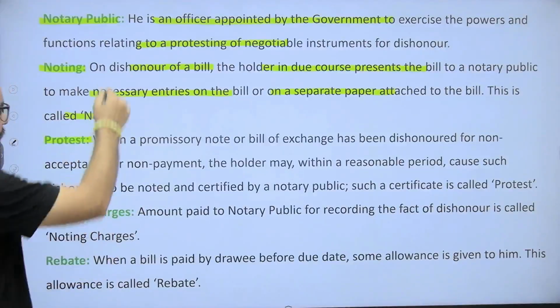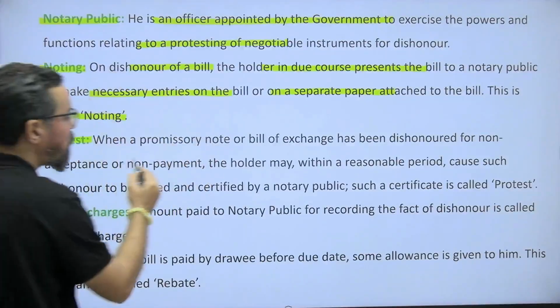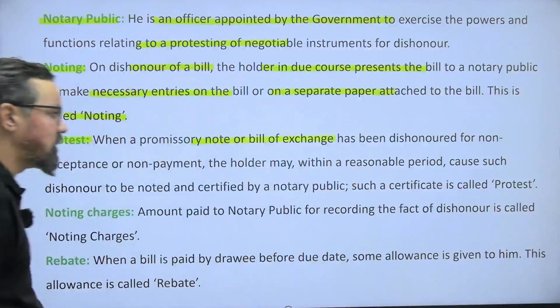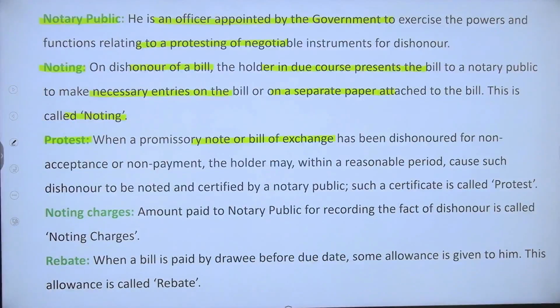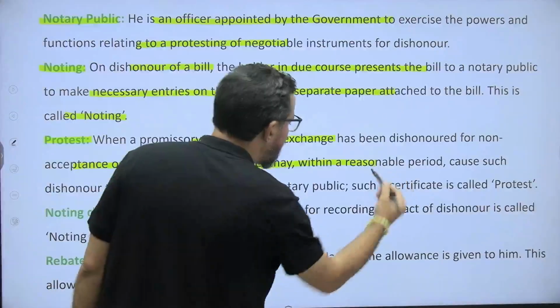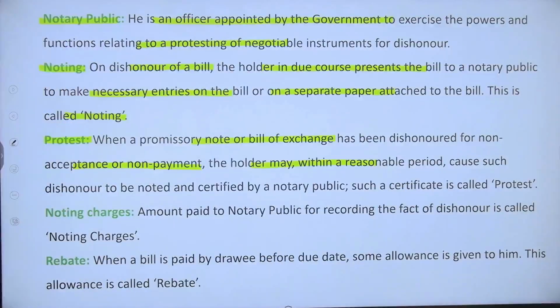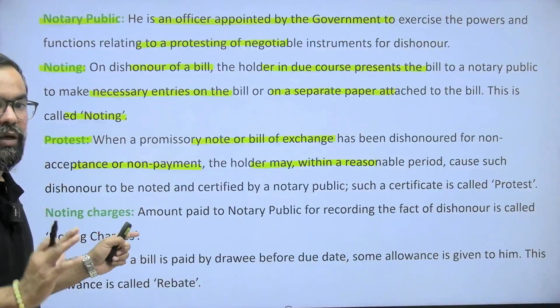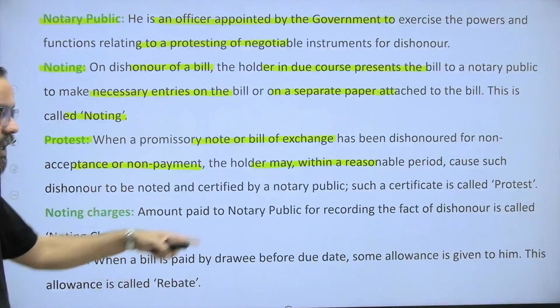Protest, then after this you will file a case. When the promissory note or bill of exchange has been disowned for non-acceptance or non-payment, the holder may, within a reasonable period, cause such dishonor to be noted and certified by the notary public. That is generally known as the official outcome disowning, or the certificate you will get from that one, that is called protest.